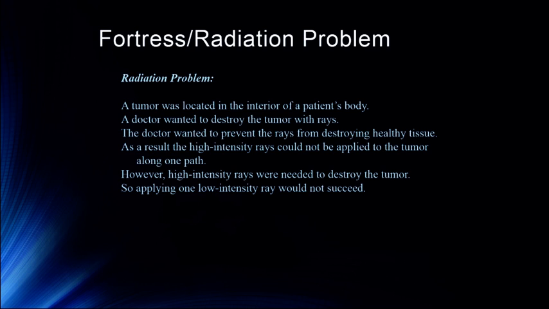How do we solve the problem? Well, we take the same solution as the fortress problem. Rather than sending the army along one path, we send it on a bunch of different paths. And so that's what we do. In fact, this is how the gamma knife works: low-intensity rays are all positioned at a tumor, and you can destroy the tumor without destroying healthy tissue along the way. So the idea here is we solve by analogy. We use the solution from one problem as a solution to another.